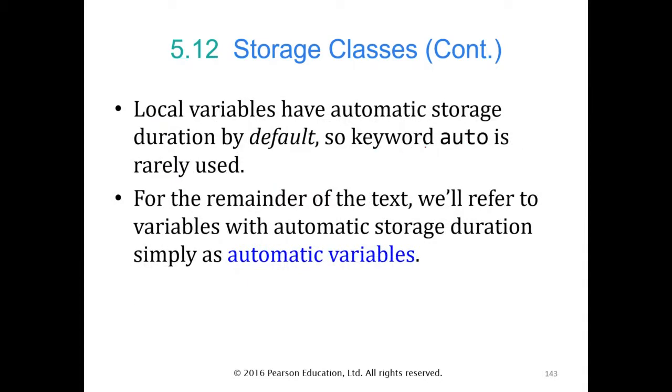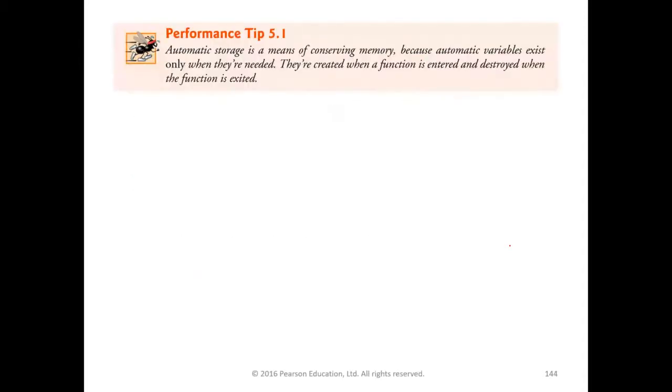so you see here, right? This is rarely used because by default local variables have automatic storage duration, so you don't really need to write the keyword auto. And for the remainder of this text, when we say automatic variables, what that means is we are talking about variables with automatic storage duration.